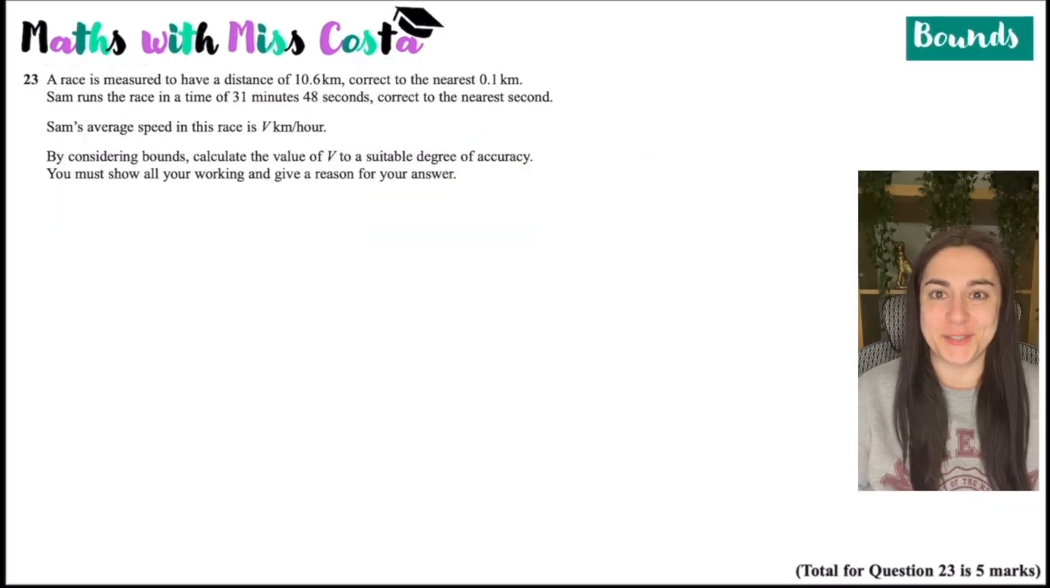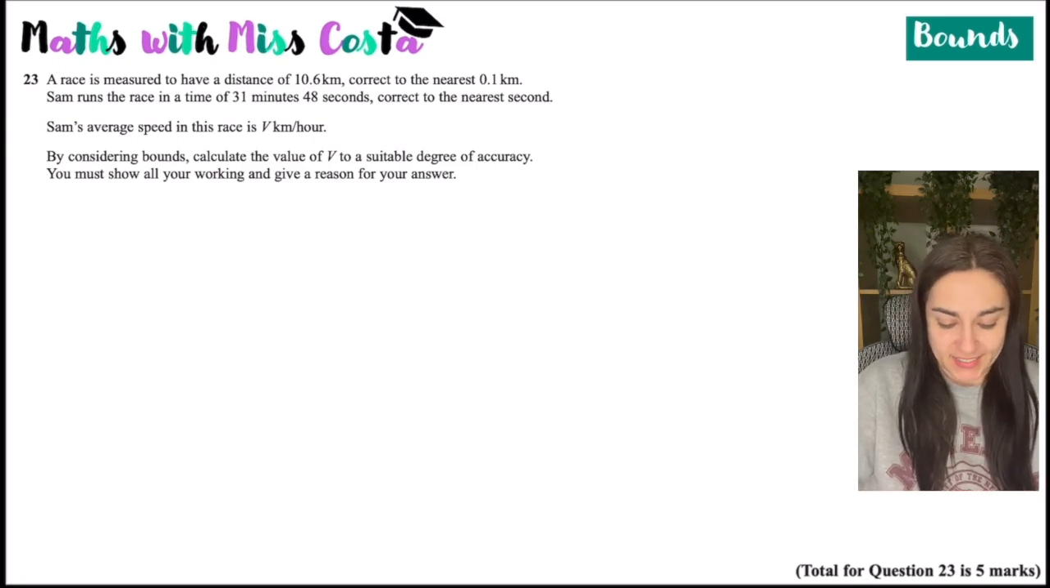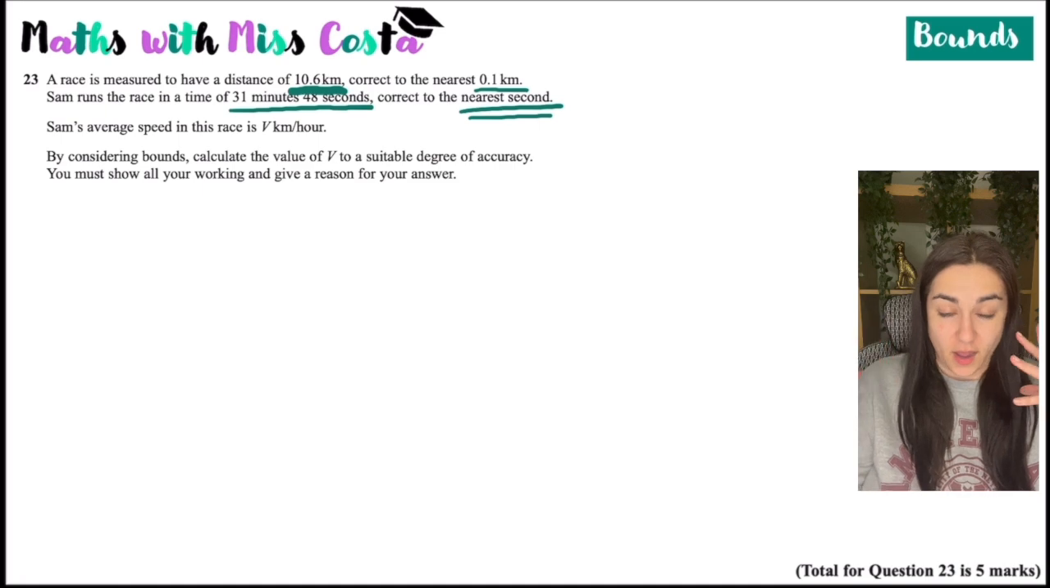Okay, so in this question, I'm dealing with bounds. Now, I've been told that a race is measured to have a distance of 10.6 kilometers, correct to the nearest 0.1 kilometers. And that Sam runs the race in a time of 31 minutes 48 seconds, correct to the nearest second. So what I want to do first of all is calculate my upper and lower bound.